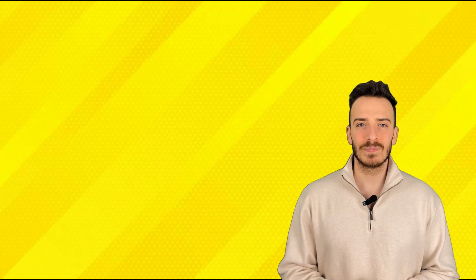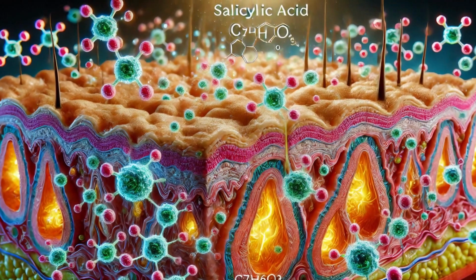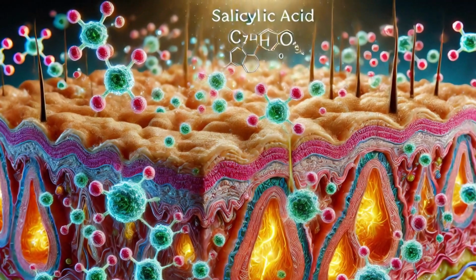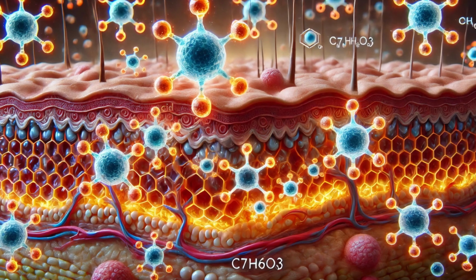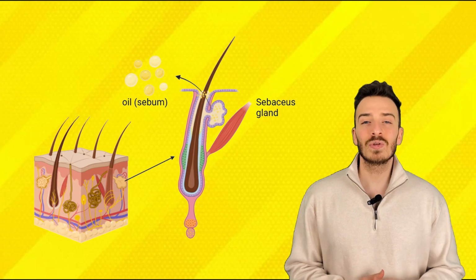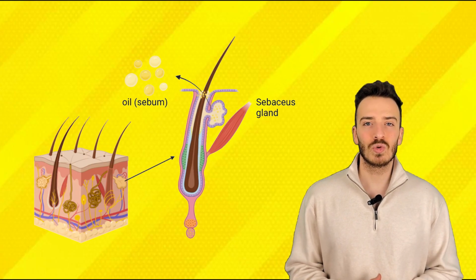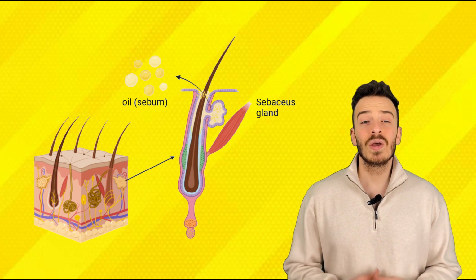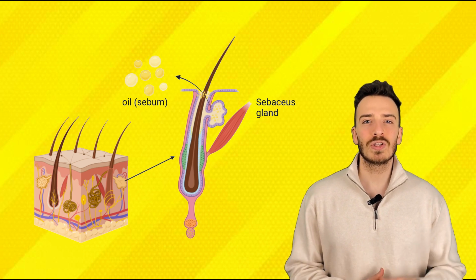Okay, picture this. You've just applied a toner or a serum with salicylic acid. What happens next? Well, the journey of salicylic acid through your skin is a fascinating one, and it all starts with its lipophilic nature. Because it dissolves in fats, salicylic acid can dive deep into your skin's lipid layers and even into the sebaceous glands, those tiny factories in your skin that produce oil or sebum. This is critical because these glands are often ground zero for acne. But it doesn't stop there.